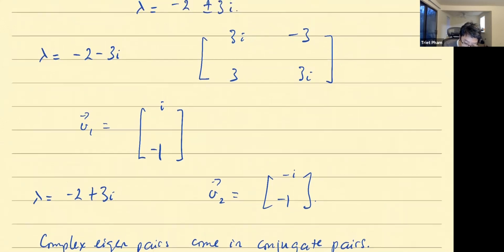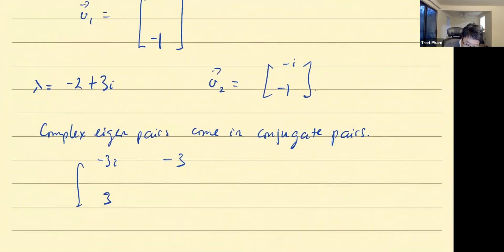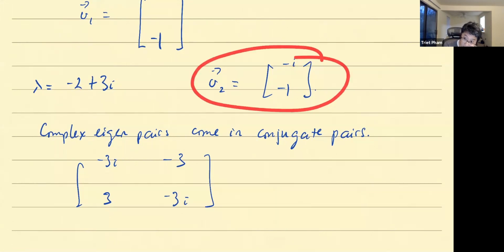If I plug in as usual, then I got minus 3i, minus 3, and then 3, minus 3i. I hope you see that minus i works. If I multiply with minus i in here, I got minus 3. There are a lot of minuses here. The minus cancels with the minus. i times i gives you minus 3. Minus 3 plus 3 is 0. So what I said is correct, okay?